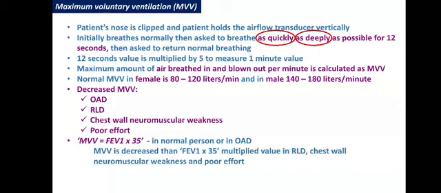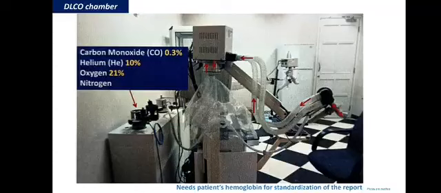Decreased MVV occurs in obstructive airway disease, restrictive lung disease, chest wall neuromuscular weakness, poor effort. MVV equals FEV1 times 35. This theory is applicable in a normal person and in obstructive airway disease, but it is decreased than the FEV1 times 35 value in restrictive lung disease, chest wall neuromuscular weakness and poor effort.